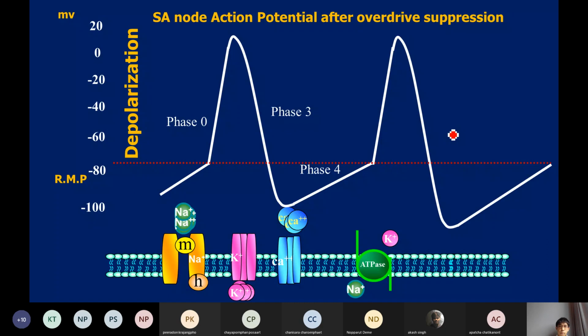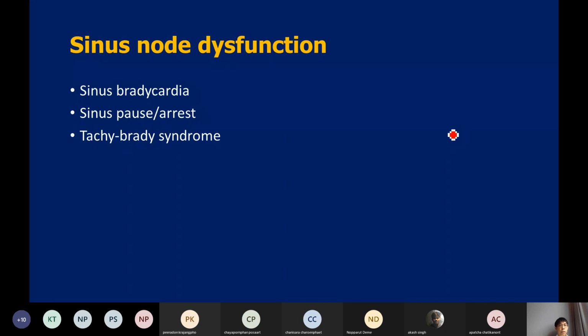So this is the SA node action potential, to sum up again. It is the pacemaker potential with 3 phases: phase 0, phase 3, and phase 4. Okay. For summary, the types of SA node dysfunction are sinus bradycardia, sinus pause and sinus arrest, and tachybrady syndrome.